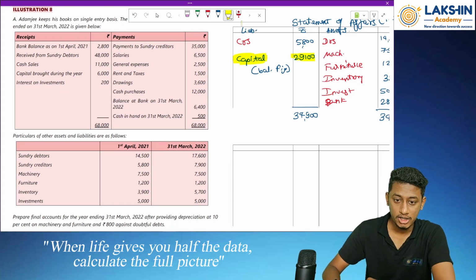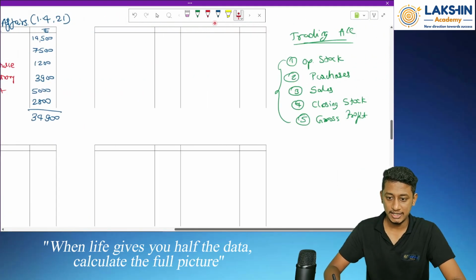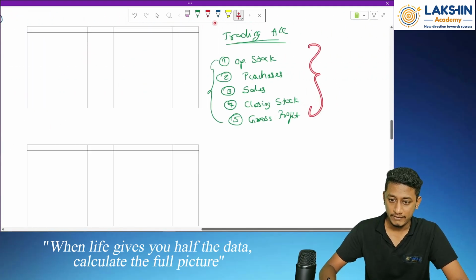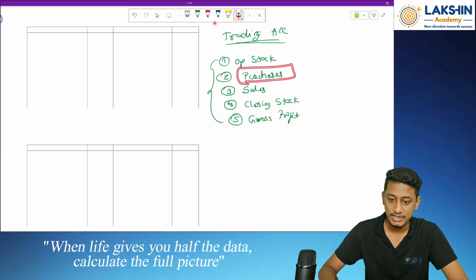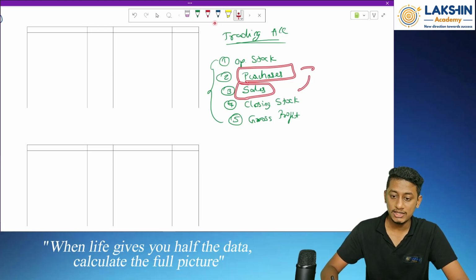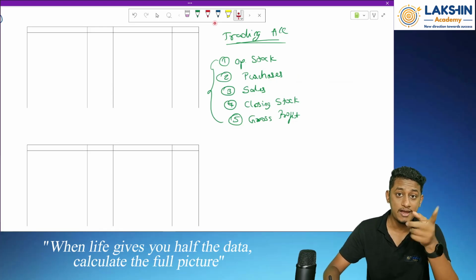Now, since we have got our capital value, what is the next thing to be found? As per the trading account, we have opening stock, we have closing stock, and gross profit we will find using the trading account. The thing is, we need purchases and sales, right? Only cash items of both are given. Cash sales and cash purchases are given to us, but we don't have the value of credit sales and credit purchases. How can we find this out?